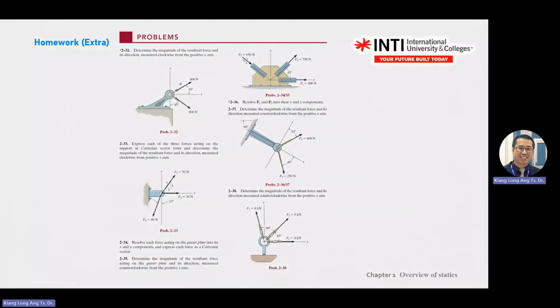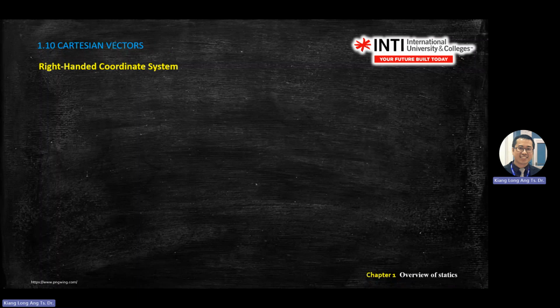Okay. Second half, we go into Cartesian vector. We go into vector operation. It's a revision for the vector chapter, but I'll go very fast.